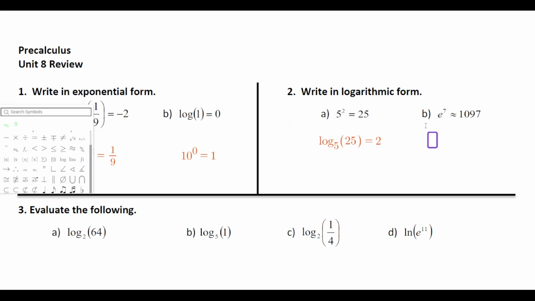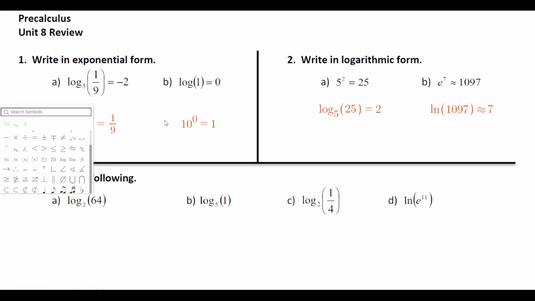For part B, we've got our base as Euler's number, and this is an approximation, so we want to make sure that we write our answer as an approximation and not as an equality. We're not going to write log base e, okay? Instead, we're going to write natural log, or ln, of 1097 is approximately 7.